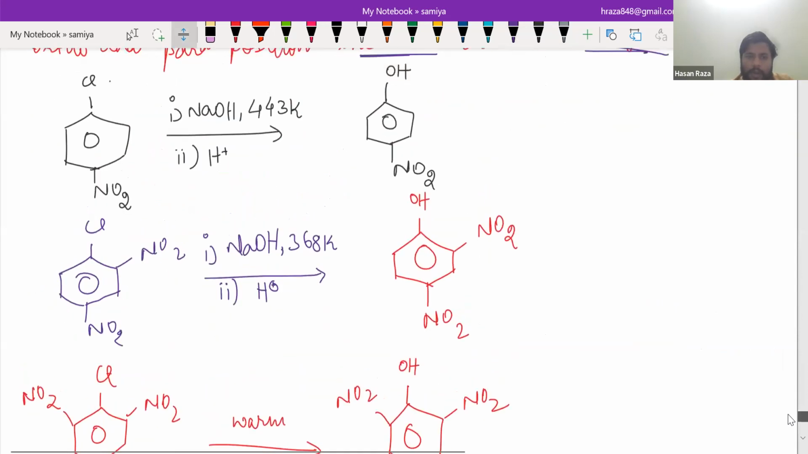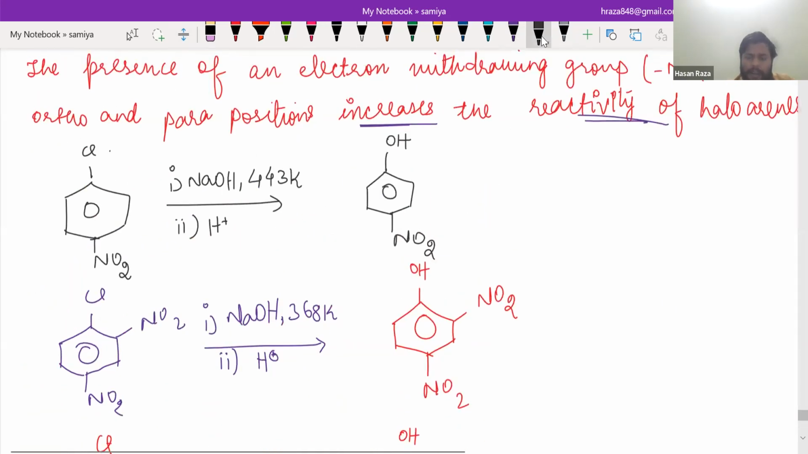Now, in order to increase the reactivity of haloarenes, we need to add NO2. NO2 is an electron withdrawing group. So when it withdraws some electron from the benzene ring, it will be more reactive. That's why the condition will be changed. You can see the temperature decreases from 623 to 443.